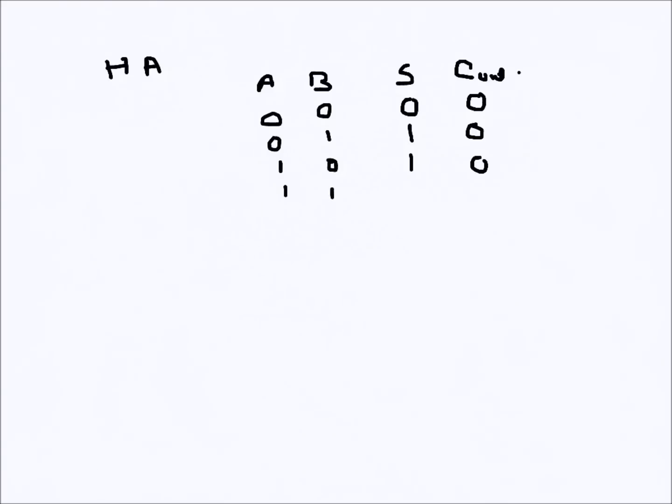1 plus 0 is 1, carry is 0. 1 plus 1 is 2, that means 1 0. So 0 goes in the sum and 1 for carry. So this is the half adder, that's what it does.